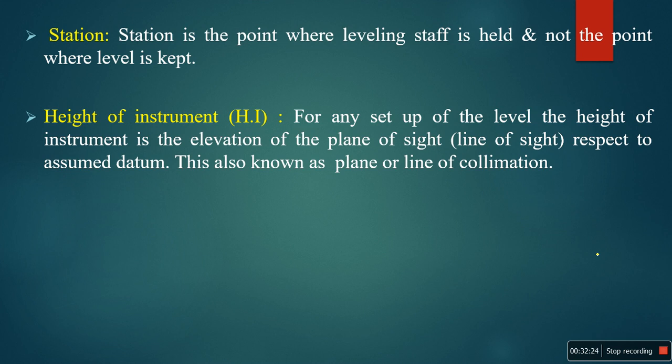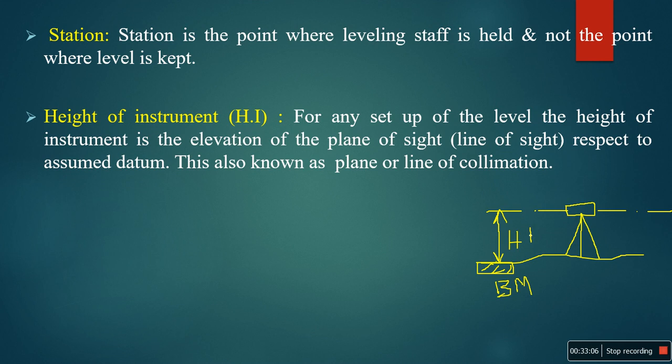It is also called the line of collimation. Suppose this is ground level. Here you set up the instrument like this. This is our telescope, and this is our horizontal imaginary line passing through the exact center of the telescope. Suppose this is our benchmark. From this benchmark datum line, the height between this datum line and this line of sight is called the height of instrument.